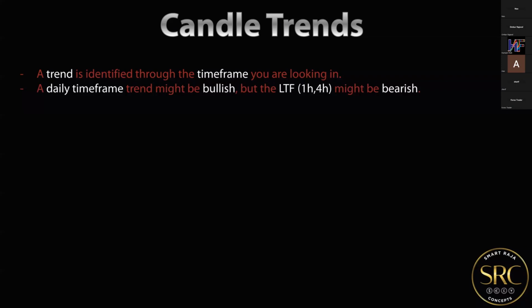So let's say, for example, a daily time frame trend might be bullish, but the lower time frame might be bearish. If daily is bullish and you're looking at the New York session, it doesn't mean you're just going to take buys in the New York session. No, you're going to look at the trend on the 1 hour or the 4 hour time frame, because for that New York session, it makes much more sense to look at those.